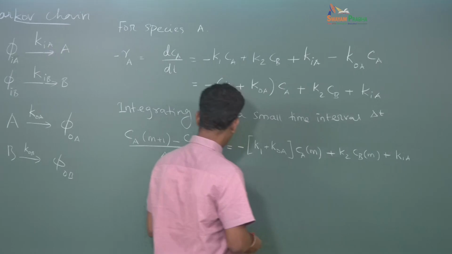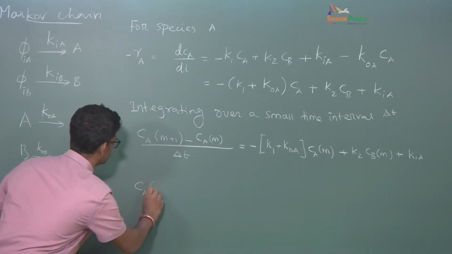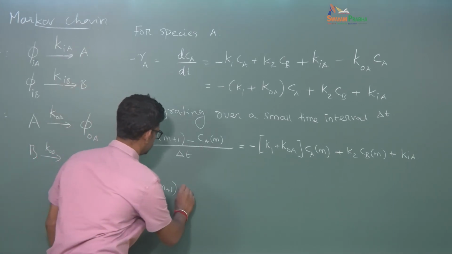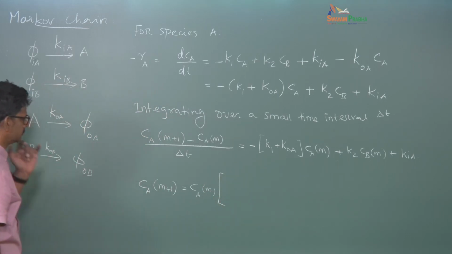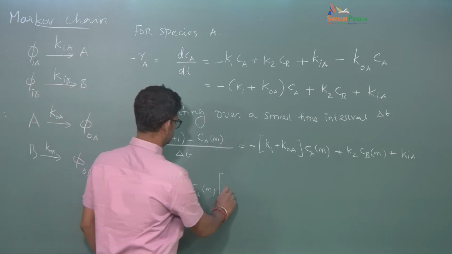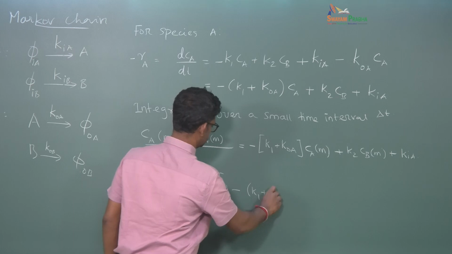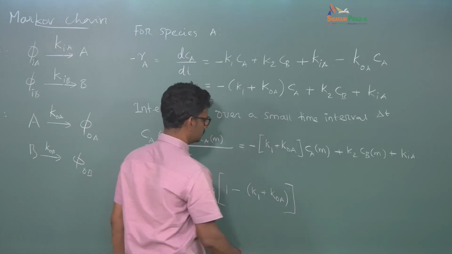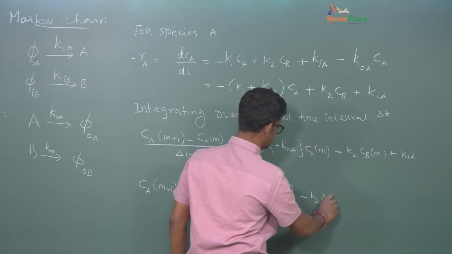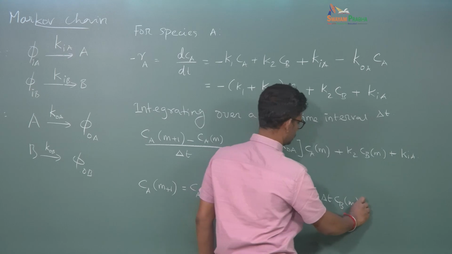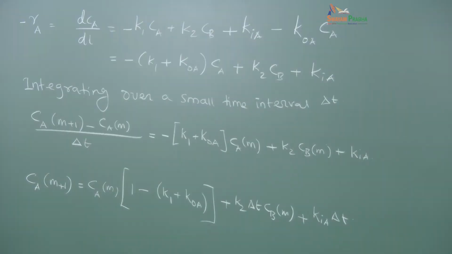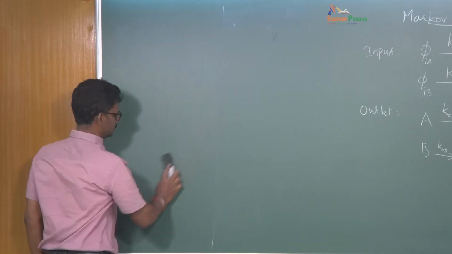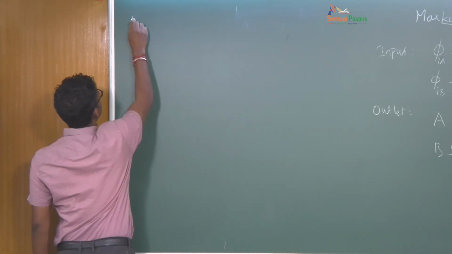So now we can rearrange this. Now we do the same thing for species B.